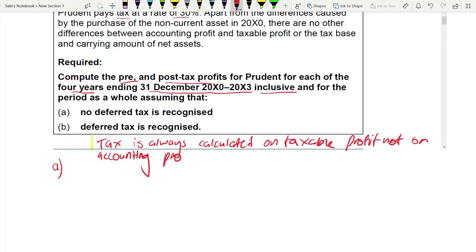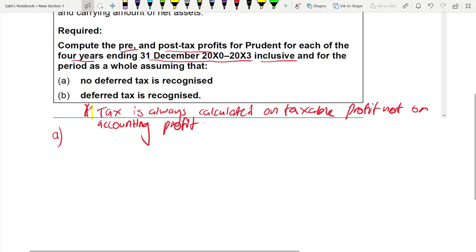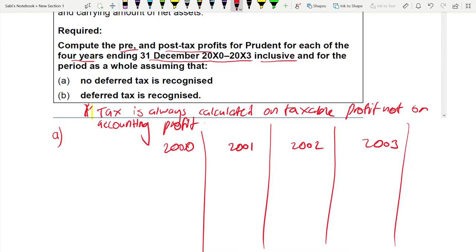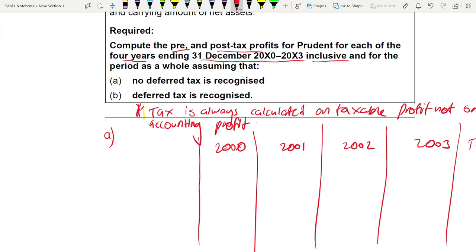Whenever you get a question like this, your starting point is to start calculating taxable profit. How do you do that? With accounting profit. So the first step is accounting profit. But before that, remember this is for 4 years. So first we are going to make columns: 2000, 2001, 2002, 2003 and the total, and this will be for the description. So first you start with accounting profit. What is the accounting profit? It is 2 million for all the 4 years.